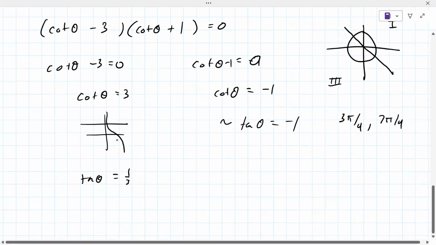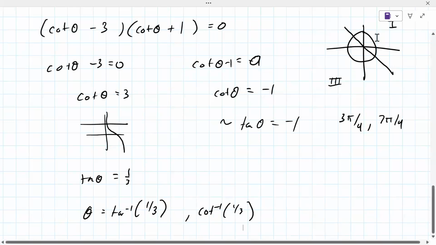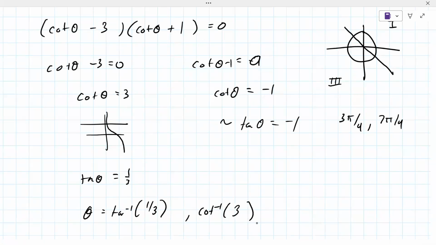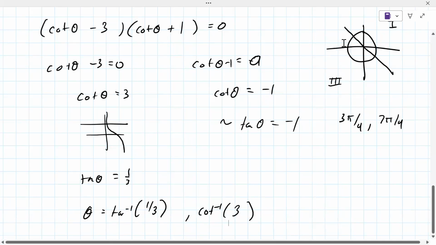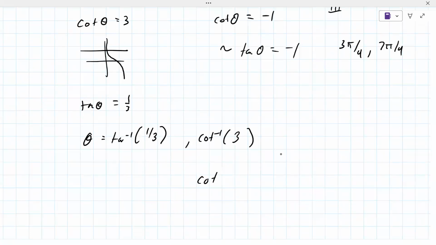So the answer here is that theta is the arctan of 1/3, or the arccotangent. You could also do it as the arccotangent of 3. Either one is fine. Would it be arccotangent of three? Yeah, 3. Yeah, that's right. So that gets you the one in the first quadrant. To get the one in the third quadrant, you're adding pi to it. So it looks weird, but that's the correct answer.